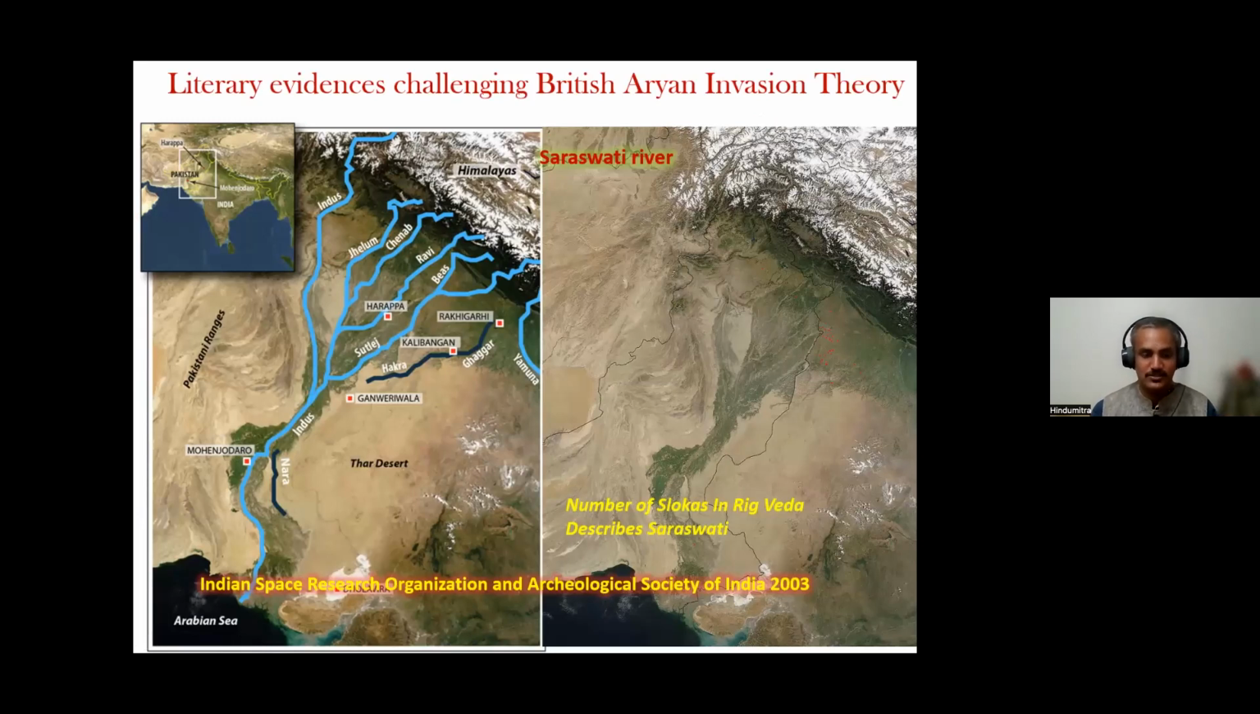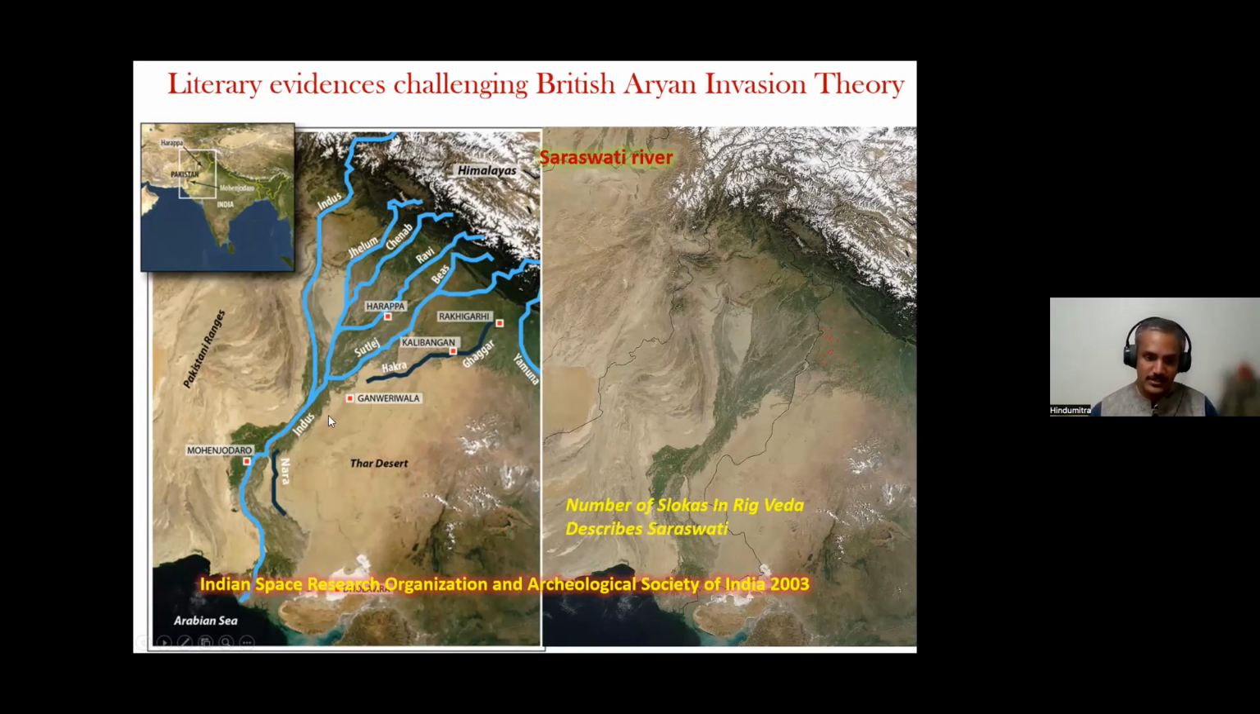So with this, prima facie, this theory is clearly nullified, but still it finds a place in our history textbooks today. About the river Saraswati, we know that the current river Sindhu is flowing through the Pakistan area.